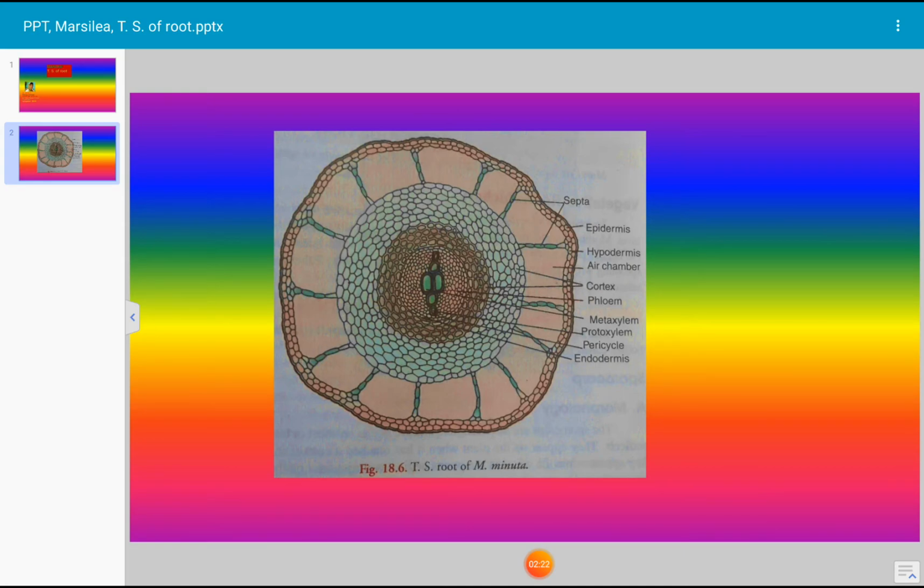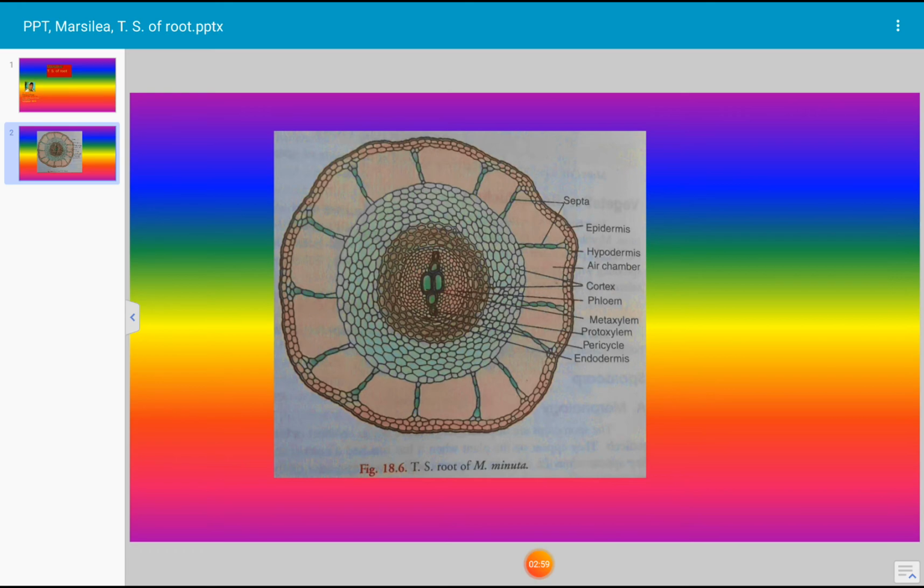Inside the endodermis, below the endodermal layer, one more parenchymatous layer is there, and that layer is known as pericycle. The pericycle cells are parenchymatous in nature and somewhat rectangular in shape. The pericycle is single layered and it is very closely associated with the endodermis. It is very difficult to separate. And after pericycle, stele is there.